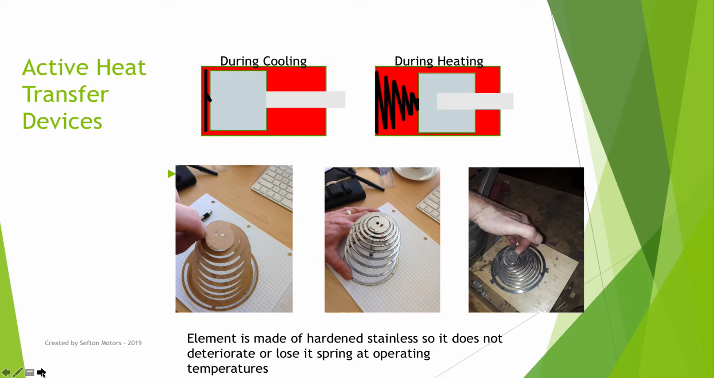Here you can see some examples of the heating elements during development. It's paper phase and then another prototype. And finally, this is what you'll see in the Melvin on the right side. The element's made of hardened stainless so it does not deteriorate in the heated condition or lose its spring at operating temperatures. And we find that spring does help with the reciprocating mass of the displacer.